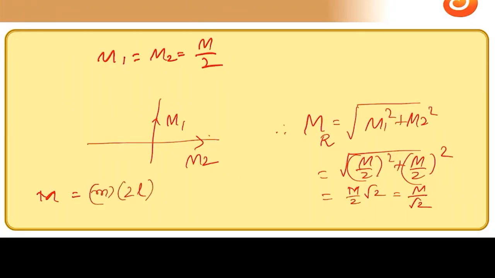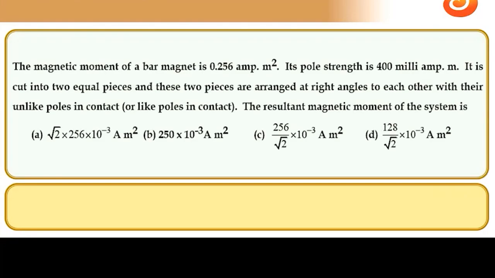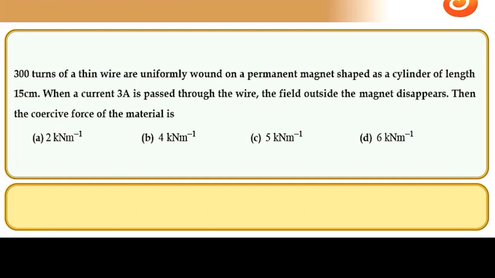So you can substitute this. The magnetic moment is already given, so you don't have to calculate it also. Magnetic moment is already given over there. So it is going to be 256 divided by root 2 into 10 to the power of minus 3. C is our correct option. Next one.